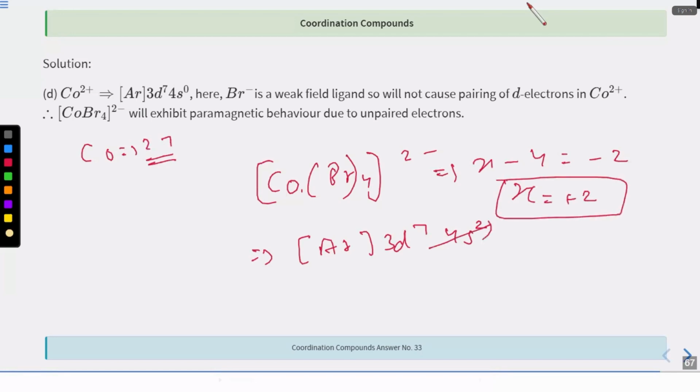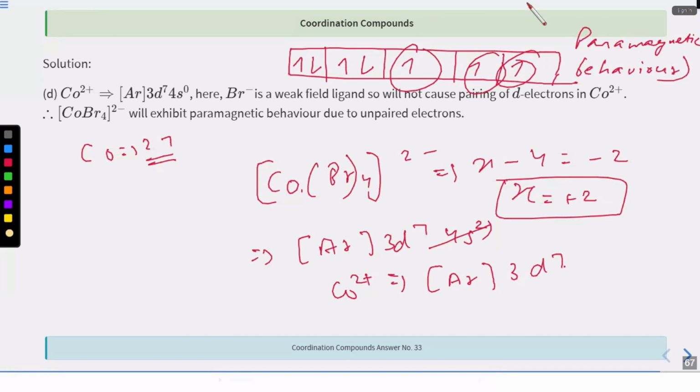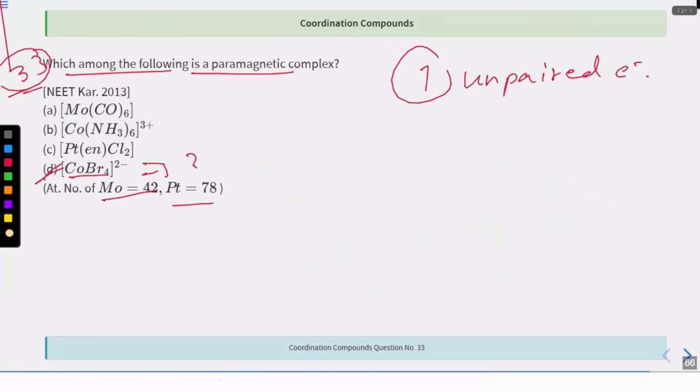So when I do +2, the 2 s electrons will go, and cobalt 2 plus would be argon 3d7. So when I draw 3d7, 1, 2, 3, 4, 5, 6, 7, I'm having 3 unpaired electrons. Since I'm having 3 unpaired electrons, it will exhibit paramagnetic behavior. You just need to find out in which of the following you are getting unpaired electrons, and unpaired electrons means paramagnetic behavior. Okay, so option number D is the right option. Why so? Because in this I am having 3 unpaired electrons.